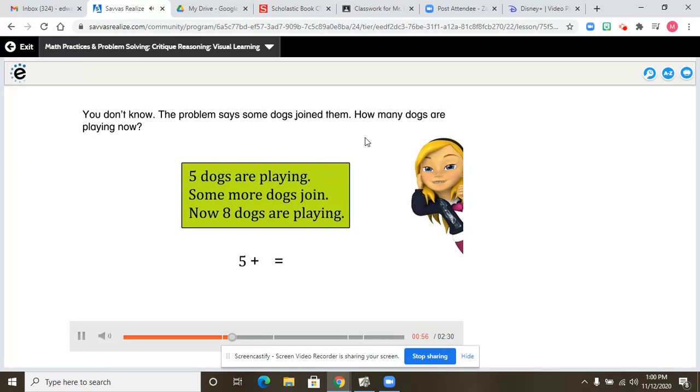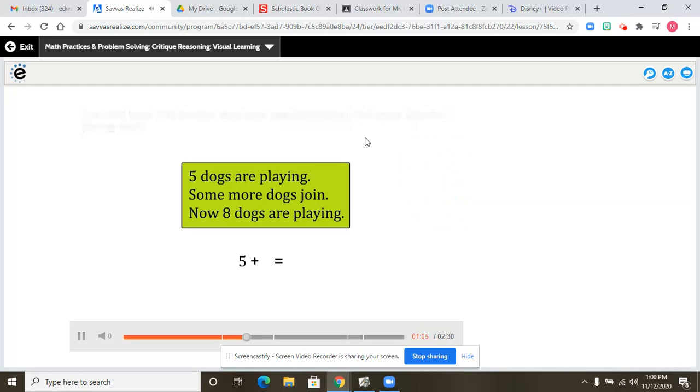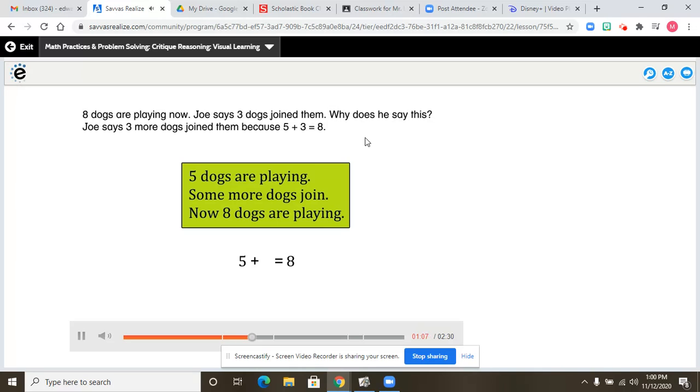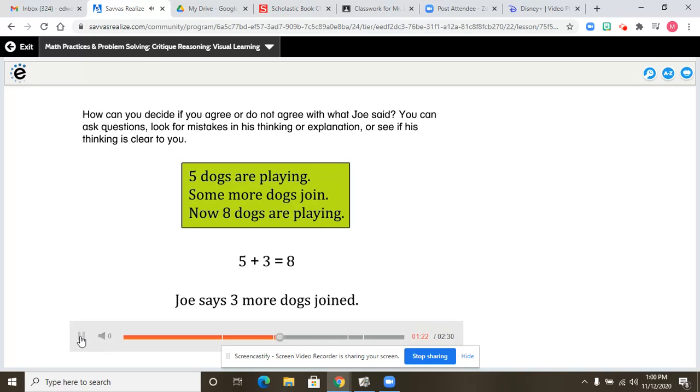You don't know. The problem says some dogs joined them. How many dogs are playing now? 8 dogs are playing now. Joe says 3 dogs joined them. Why does he say this? Joe says 3 more dogs joined them because 5 plus 3 equals 8. How can you decide if you agree or do not agree with what Joe said? You can ask questions, look for mistakes in his thinking or explanation, or see if his thinking is clear to you.